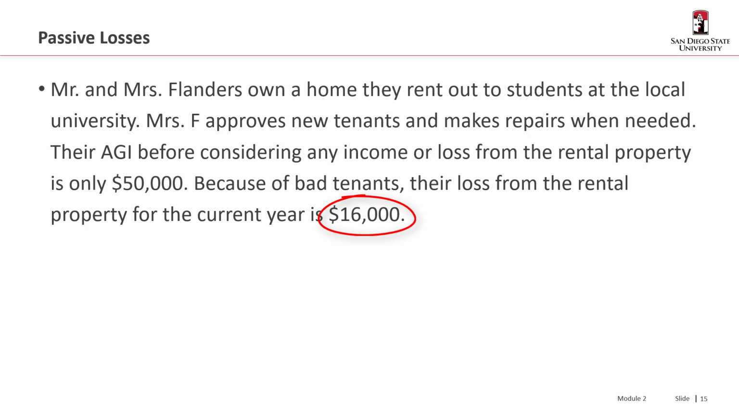So if any of you have ever been a landlord, particularly in a state like California, you know that one bad tenant can really sink you because they enjoy a certain amount of tenants' rights, and if they fail to pay the rent, you've got to give them 30 days notice, et cetera. So you can end up in a pretty bad situation. So here we have some modest taxpayers, right? Their AGI is $50,000. But they end up with a really bad year, a really bad loss.